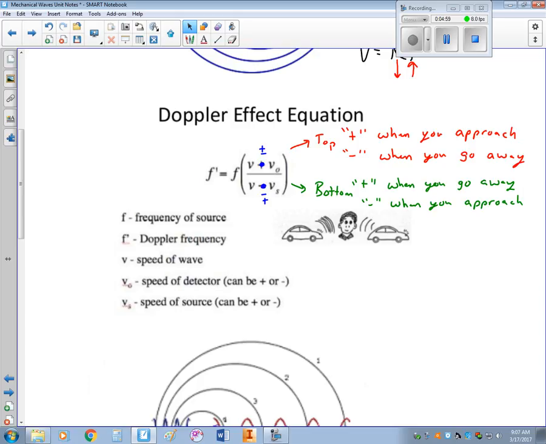So there could be a situation when you and the source of sound are approaching each other, or when you and the source of sound are moving away, or if you're moving at one speed and the source is moving at a faster speed toward you. There's all kinds of different configurations with this.